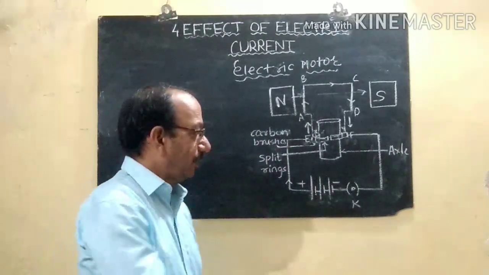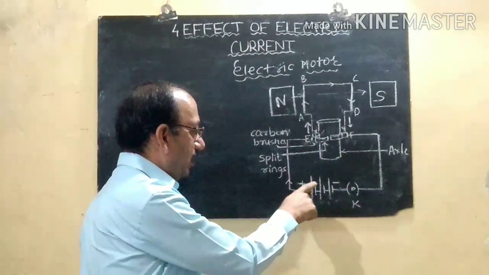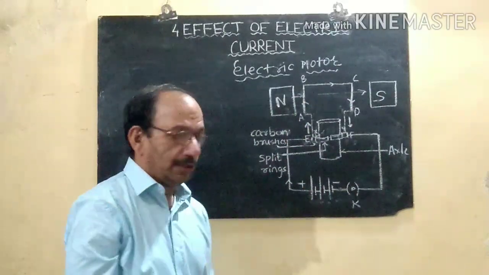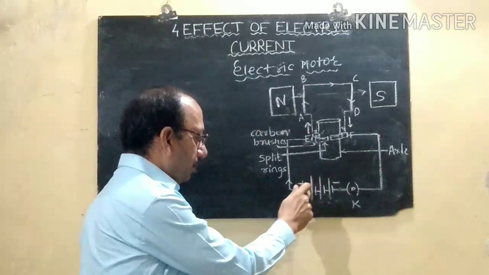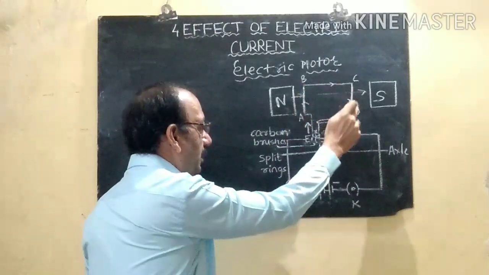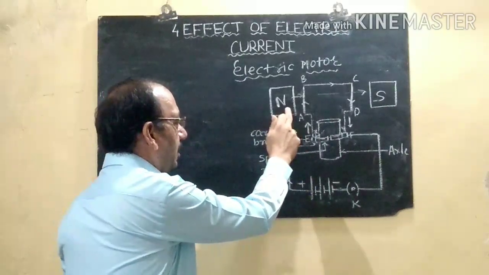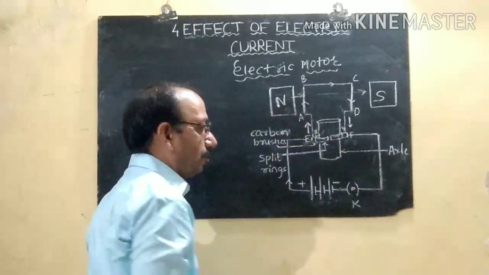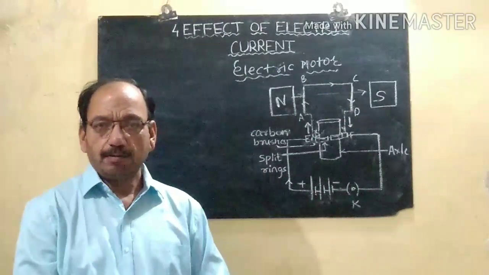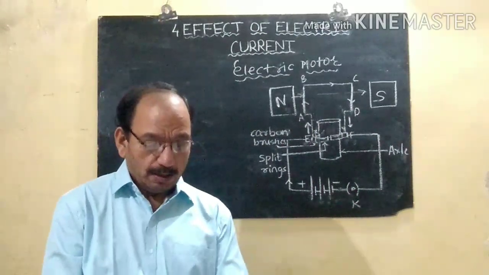When the circuit is connected like this, as in the figure given on the board, and the components are connected in this manner, the circuit is completed. The current is flowing through this circuit in the direction E, A, B, C, D, F. If you observe here, the direction of the magnetic field is from north to south. In a previous video, we discussed that when we place a current carrying conductor in a magnetic field, it experiences force.